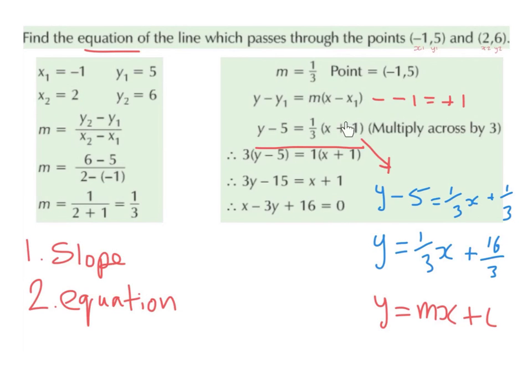Alternatively, after this step, we could have just multiplied out the brackets. So the y minus 5 would stay the same, and 1/3 multiplied by x would be 1/3 x, and 1/3 multiplied by 1 would be 1/3. And then all we'd have to do is bring the -5 over the equal sign, and -5 becomes +5, and +5 plus 1/3 is 16 over 3, or 16/3. So we'd have y equals 1/3 x plus 16 over 3.